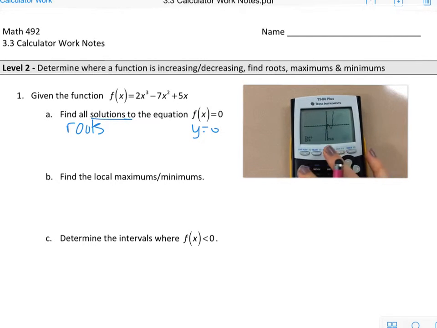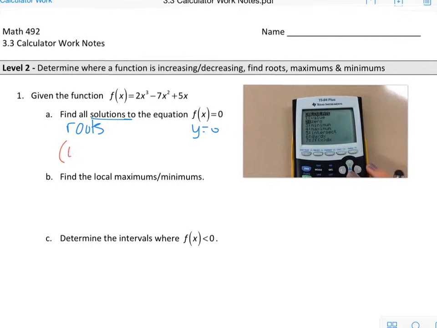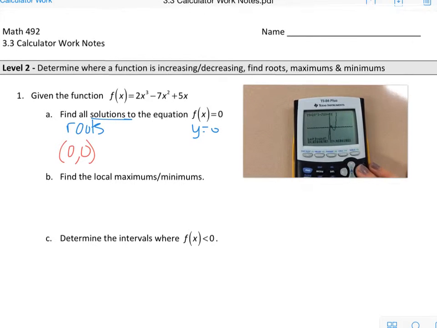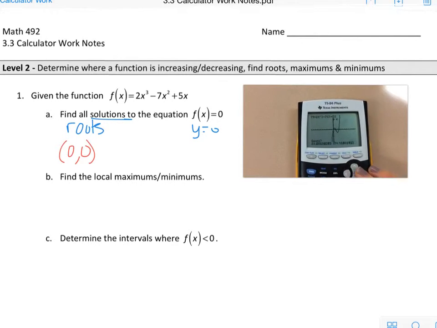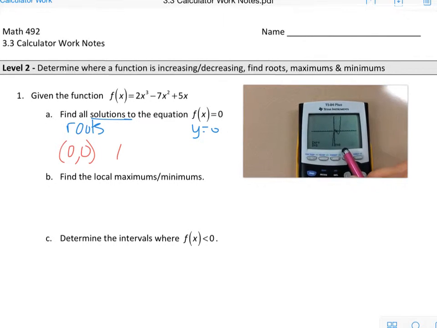Then we're going to take a look again at the next point. So now we're going to be up above this point to the left and down below to the right, and we're going to guess as close to that point as possible and press enter. So here we have another zero at 1, 0.